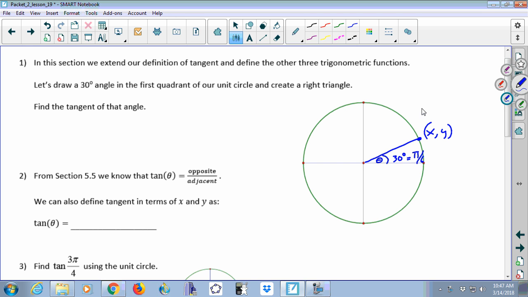All right, so the tangent of that angle, if you recall, is opposite over adjacent. So the opposite side is y, the adjacent side is x. So the tangent of 30 degrees, or the tangent of pi over 6, is opposite over adjacent, y over x.